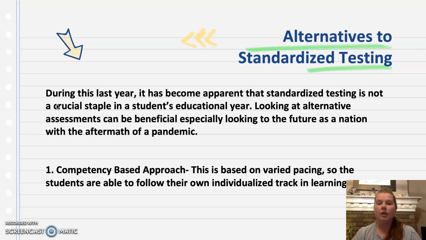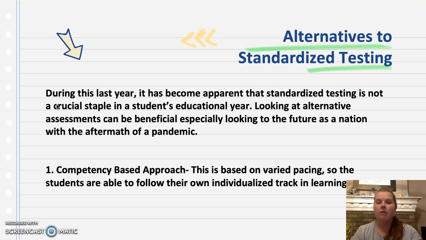So looking at alternative assessments can be beneficial, especially looking to the future as a nation with the aftermath of a pandemic. So where can we go ahead and take this pausing place that we have with the pandemic, and where can we take it to do something else other than standardized testing? So my first suggestion is the competency-based approach.